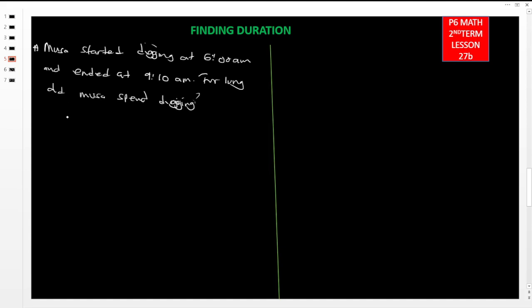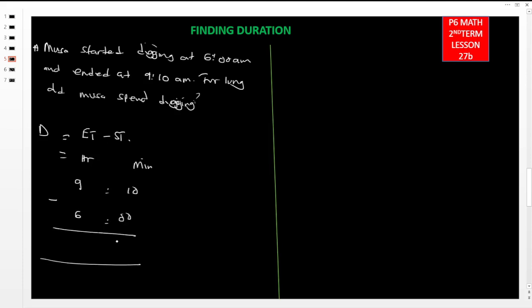Very simple. So what is this? Duration is equal to ending time minus the starting time, right? So we have hours and our minutes. What is the ending time? 9 hours and 10 minutes. Take away 6 hours. What are we getting? This is 10 minutes, and now 9 take away 6 is 3.